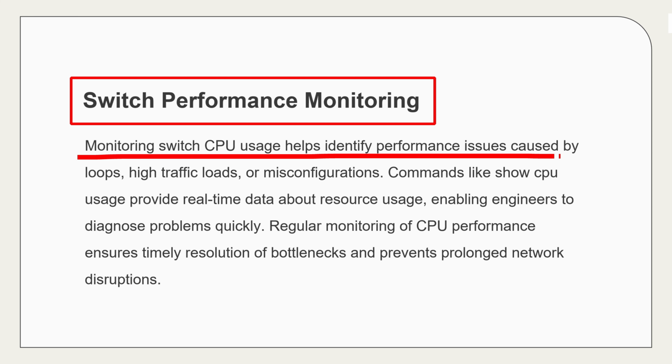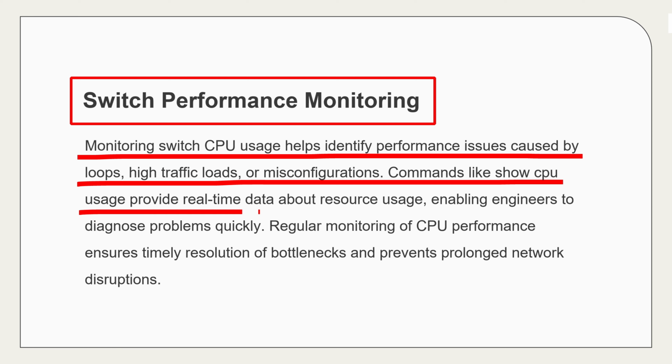High CPU usage often points to loops or heavy traffic. The show cpu usage command gives real-time data to spot and fix issues quickly. Regular monitoring helps keep the network running smoothly.